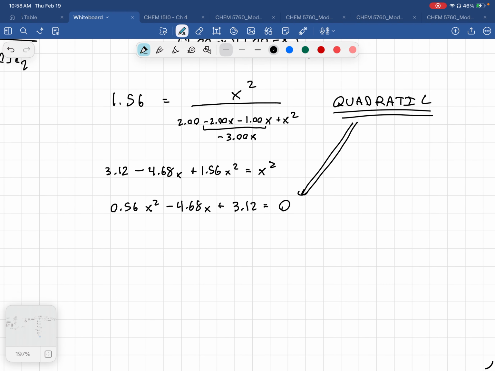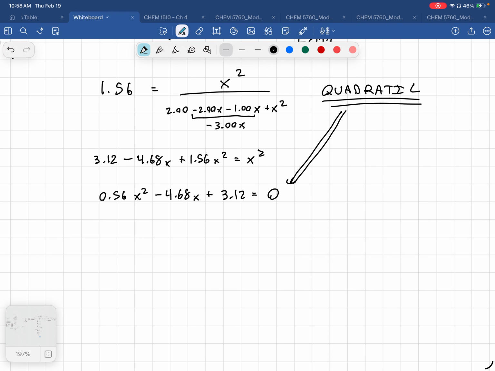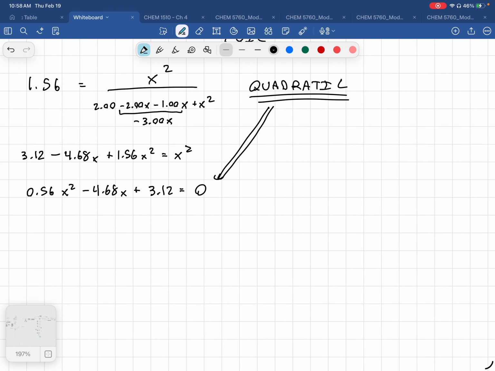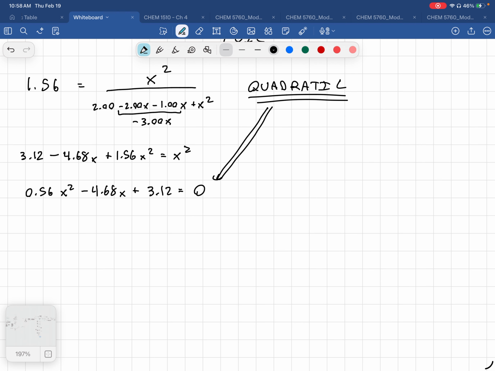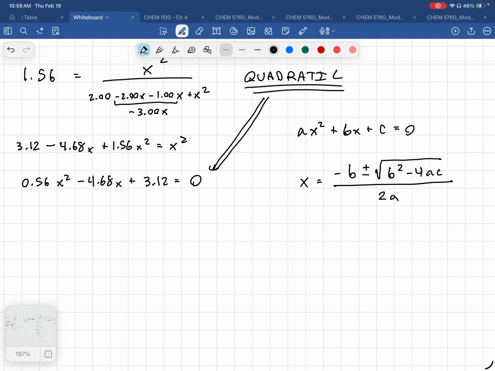Okay? If you remember, the way we solve something like this is with something known as the quadratic equation. If we have some quadratic of the form ax squared plus bx plus c equals 0, then x will be equal to negative b plus or minus the square root of b squared minus 4ac all over 2a. So this will give us two values for x.